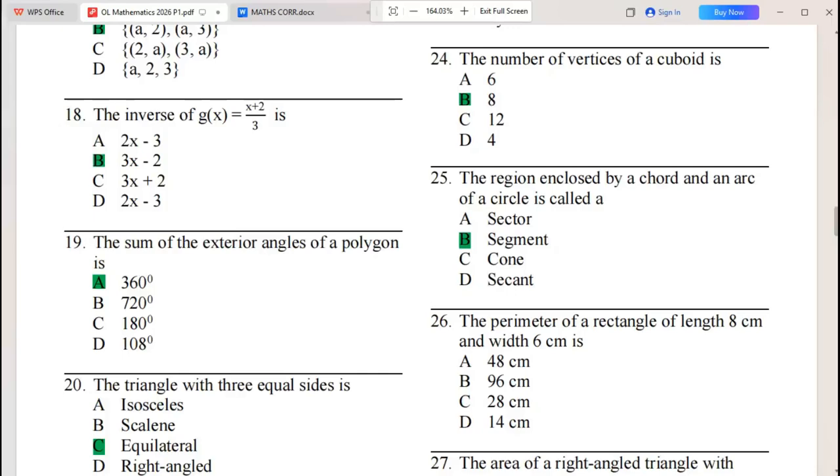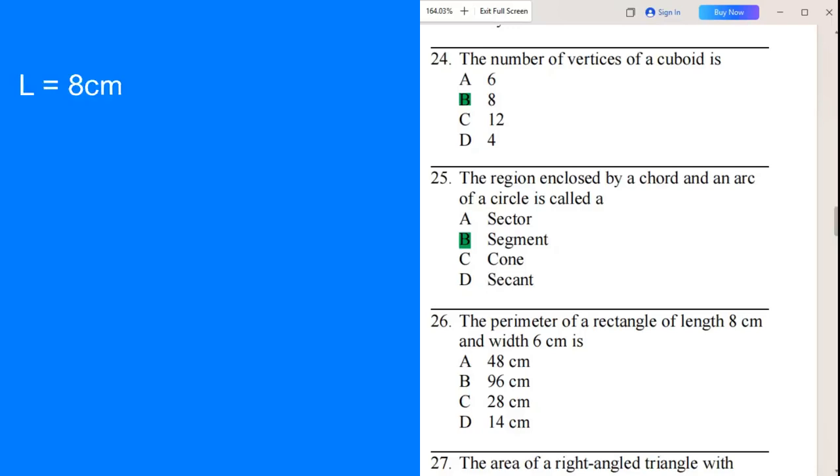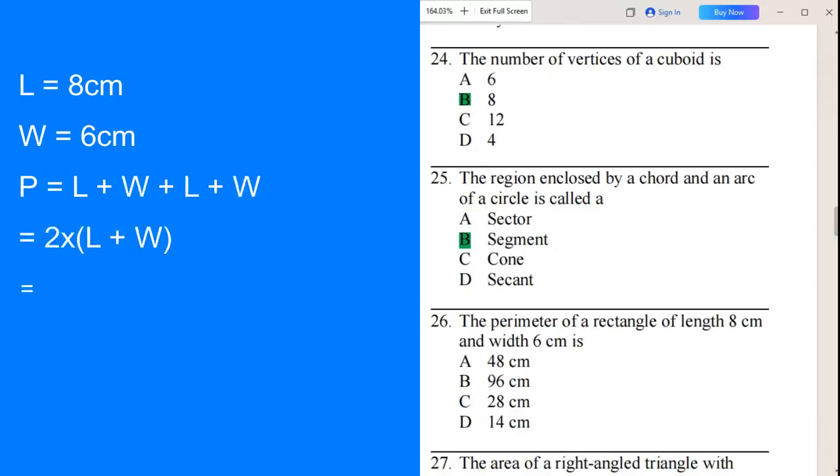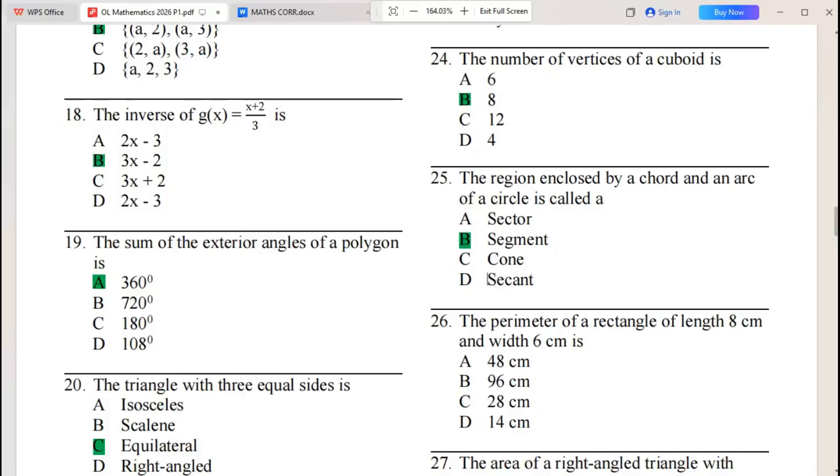Question 26. The perimeter of a rectangle of length 8 cm and width 6 cm is... The perimeter of a rectangle is the distance around the rectangle, and now we know that a rectangle has 2 equal sides which are the lengths and 2 equal sides which are the width. So the perimeter of a rectangle is equal to the length plus the width plus the length plus the width, or 2 times the length plus the width. Now the length plus the width is 6 plus 8, which is equal to 14. 2 times 14 is equal to 28. So our answer is C for question 26.